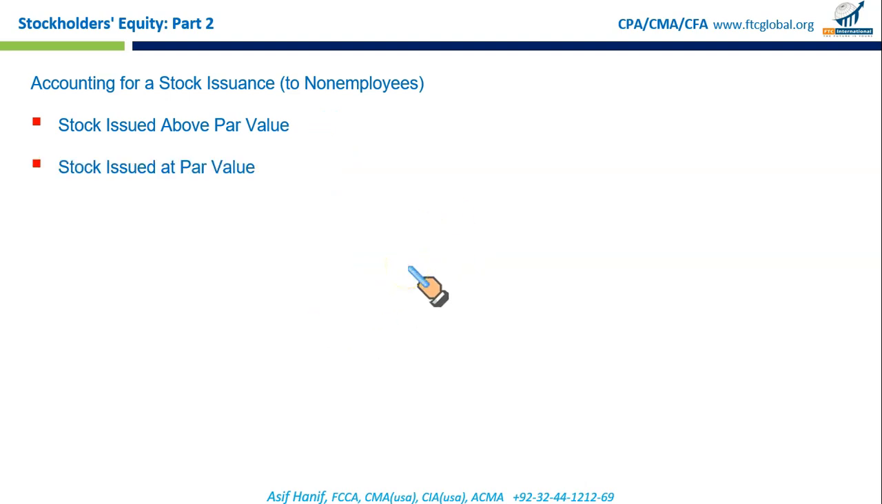Next, stock issued at par. This is the situation when a company sells stock for its exact par value. A stock that has a par of $10 sells for $10. So you simply debit cash, credit common stock, as simple as it could get.